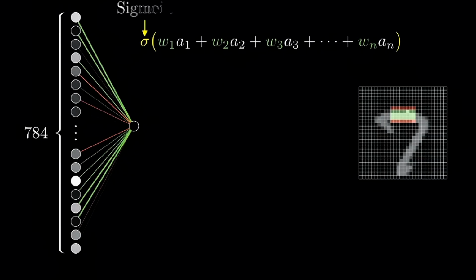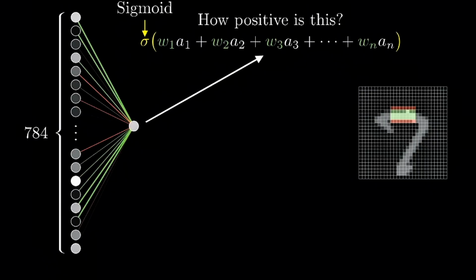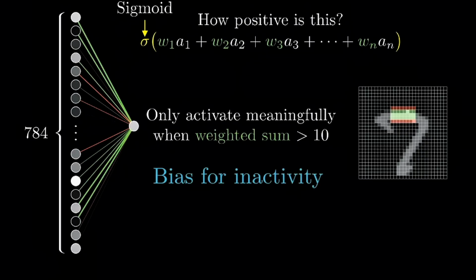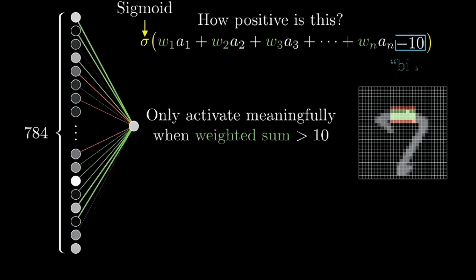So the activation of the neuron here is basically a measure of how positive the relevant weighted sum is. But maybe it's not that you want the neuron to light up when the weighted sum is bigger than 0. Maybe you only want it to be active when the sum is bigger than, say, 10. That is, you want some bias for it to be inactive. What we'll do then is just add in some other number, like -10, to this weighted sum before plugging it through the sigmoid squishification function. That additional number is called the bias.